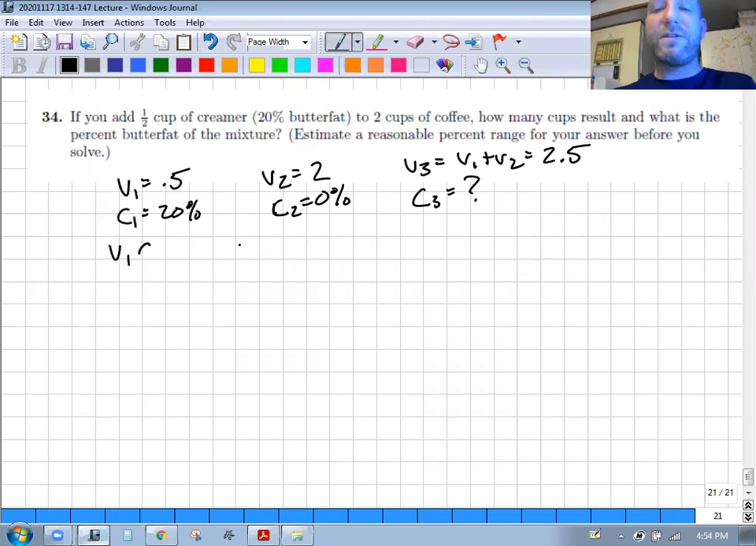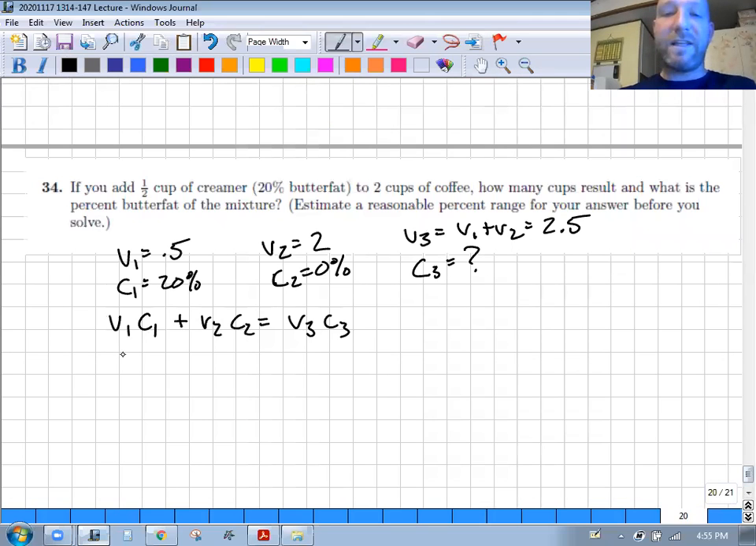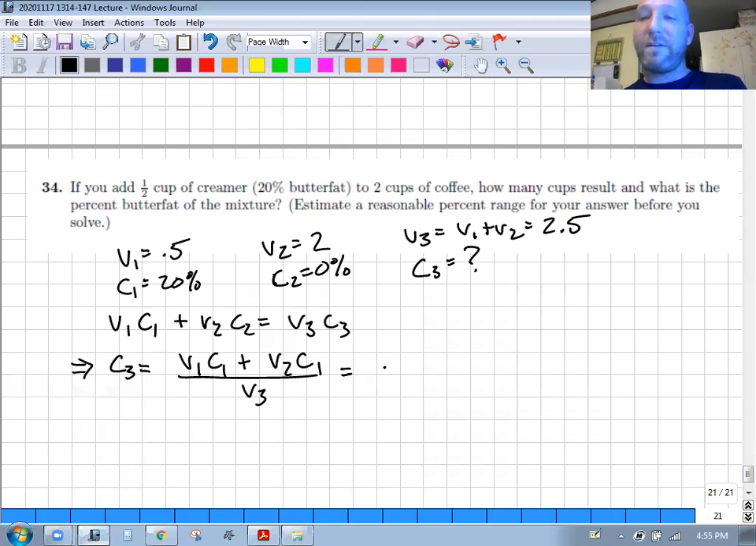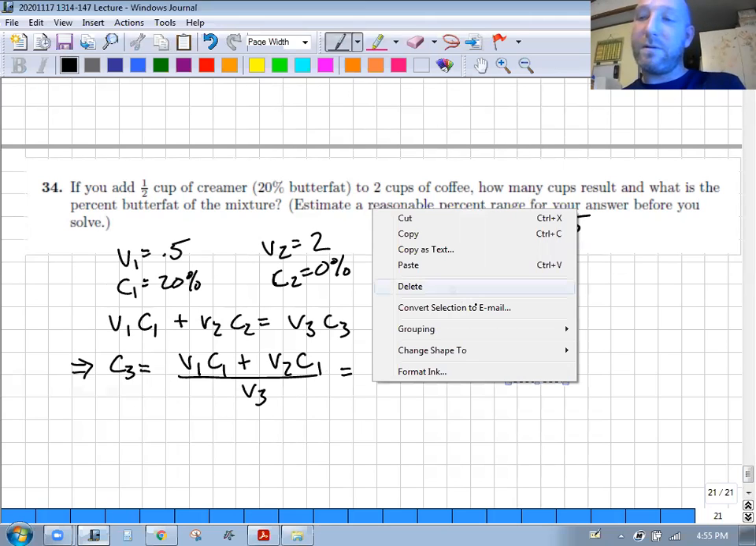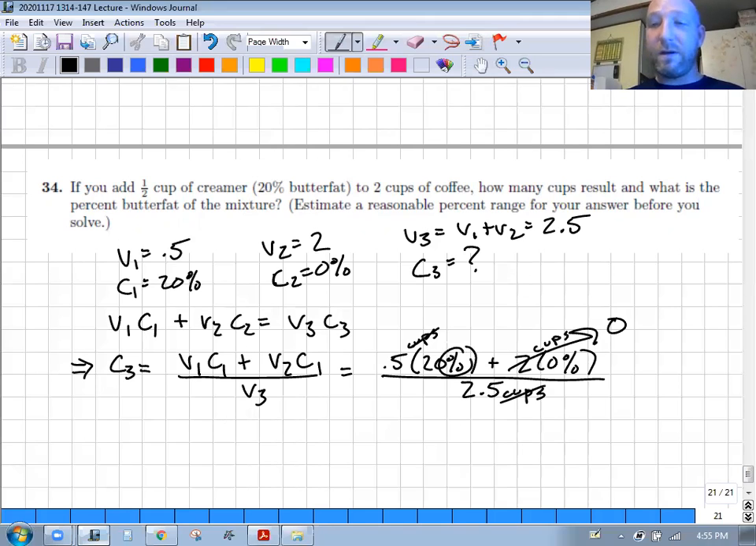V1, C1, V2, C2, V3, C3. Just like before, we're dividing both sides by V3, and that's what C3 is. So V1 is 0.5 at 20%. V2 is 2 cups at 0% butterfat. And we have a total of 2.5 cups, right? You have cups over cups, so those units go away. We're left with percentage.